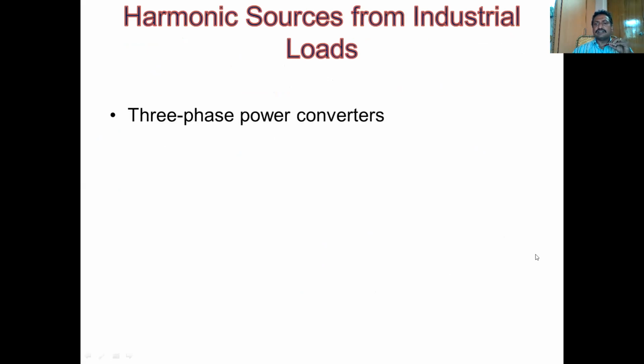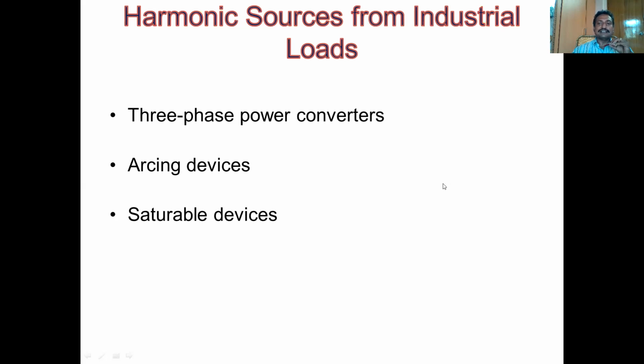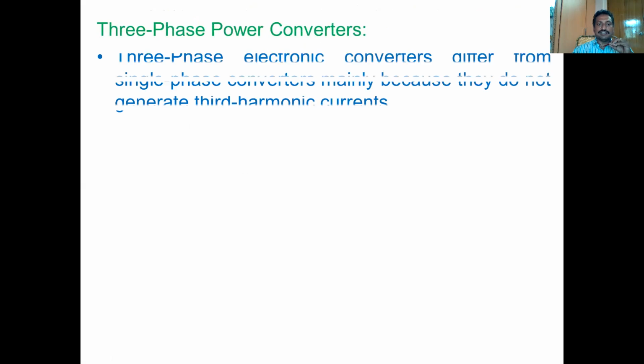Harmonic sources from industrial loads. Generally, the earlier ones are single phase loads. Industrial loads, most of the industries are using three phase loads. So three phase power converters, arcing devices, and saturable devices. These are the industrial loads. We will see them one by one.